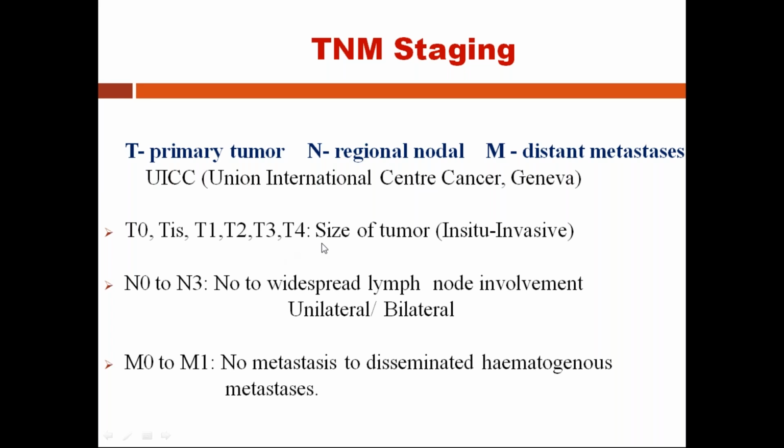Next, from T1 to T4, it depends upon the size of the tumor, which is somewhat different for different tumors. For example, T1 is 0 to 2 centimeters, T2 is 2 to 4, T3 is 4 to 6, and T4 is more than 6. So it is different for different tumors. At this stage that is not required, so you just have that idea. It depends upon the size of the tumor.